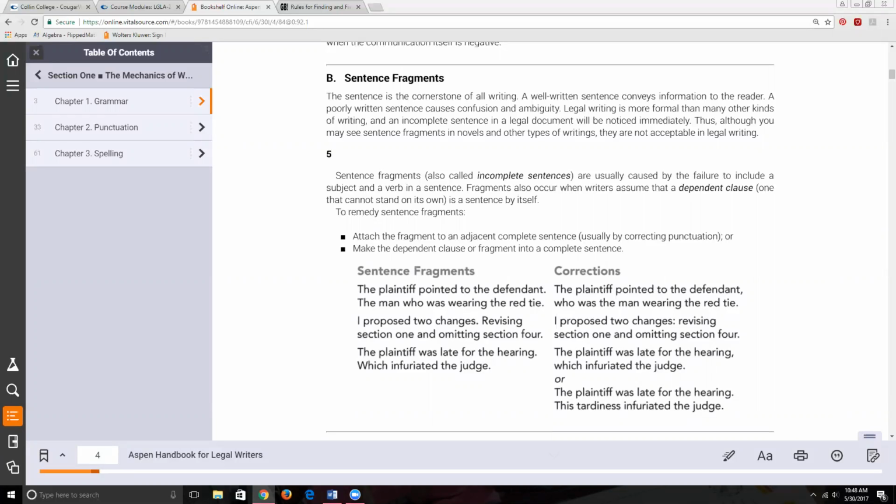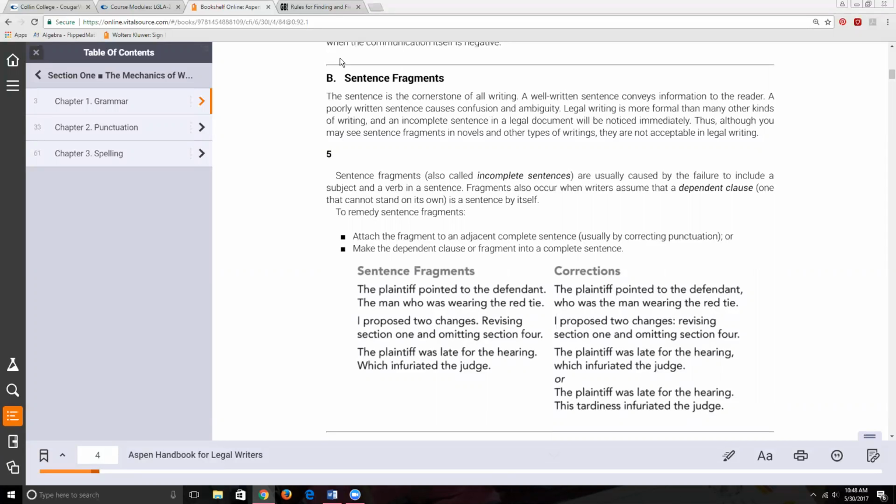Okay, so I'm back in the Aspen book. I am on page 4, and it's actually page 4 in both the 3rd edition and the 4th edition. This is the section that talks about sentence fragments, but it really is just a taste on that topic. It doesn't really dive very far into that.